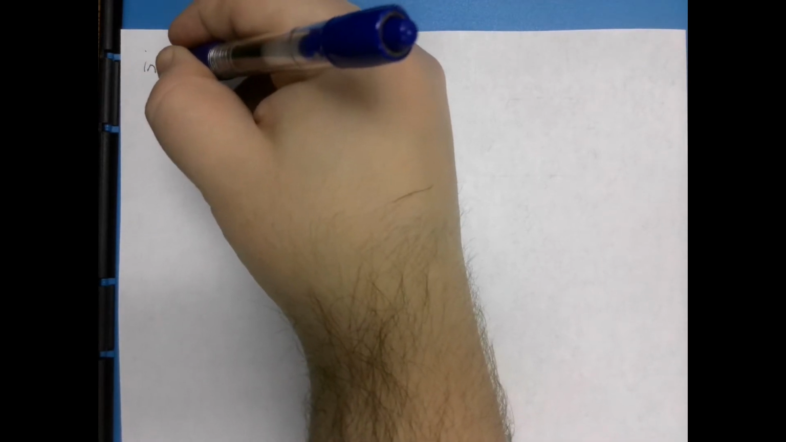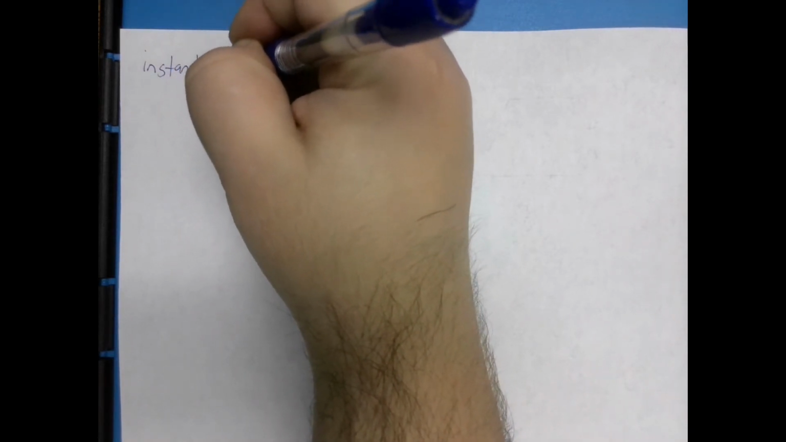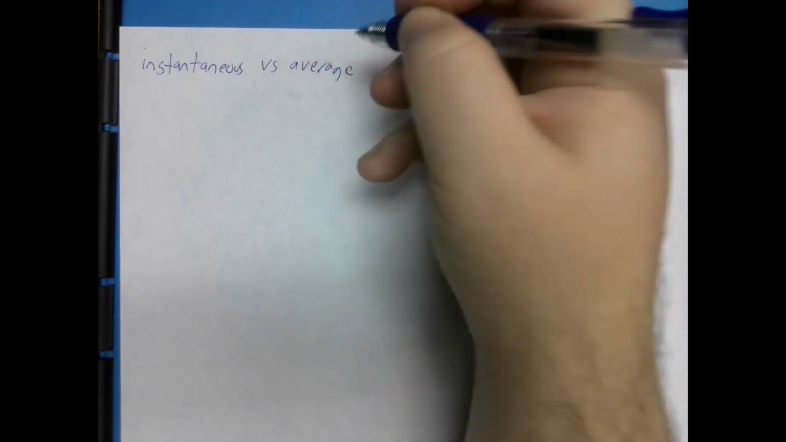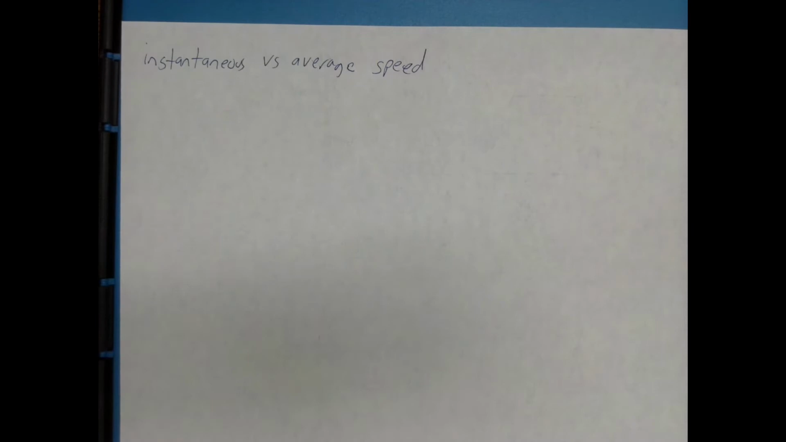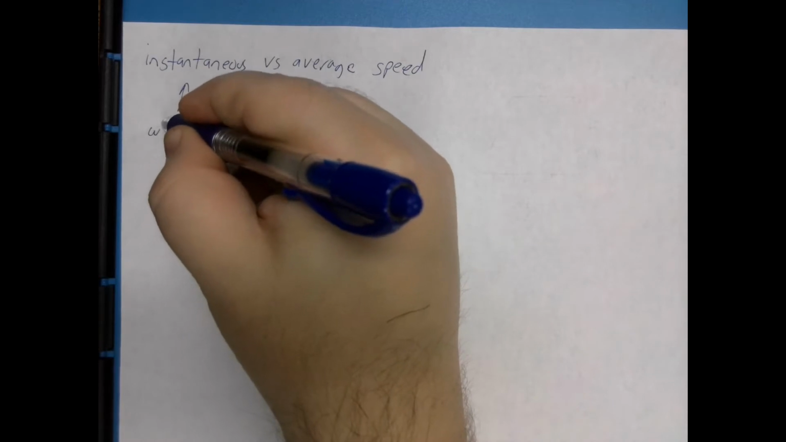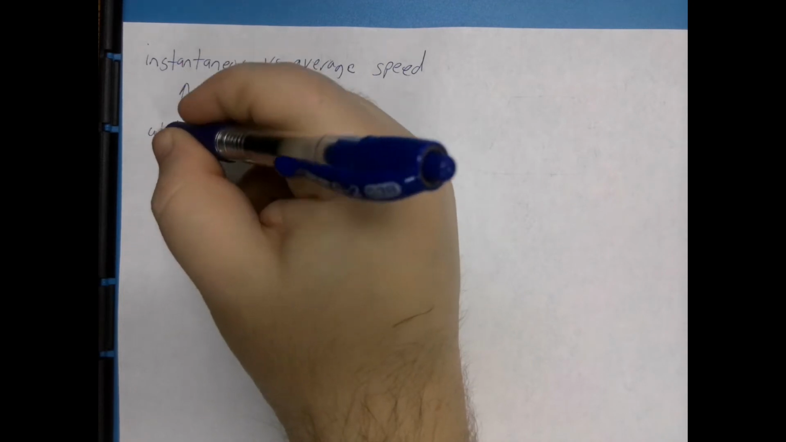So instantaneous versus average speed. What's the difference? Why does everyone think one's constant? That is, so this is what you're currently going at.